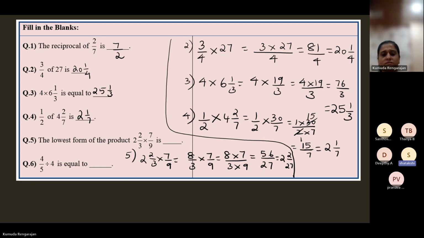Ma'am, I think I've gone wrong somewhere. Okay, let's do it again. 2, 2 by 3 as an improper fraction is 8 by 3 into 7 by 9. See, we should not take the reciprocal simply. Only if it is division, we change that to multiplication and take the reciprocal of the second fraction. If it's multiplication, we write the second fraction as it is. Have you gone wrong there? Yes, ma'am, I think so. I have copied the question wrong.